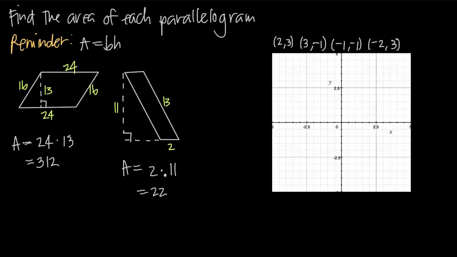So we have to multiply 2 by 11, and then we can say that the area is going to be 22 square units. So if you're ever struggling with which height to pick, just look at which height is associated with the slant. That's not the one you want to pick. The one you want to pick is the other height.